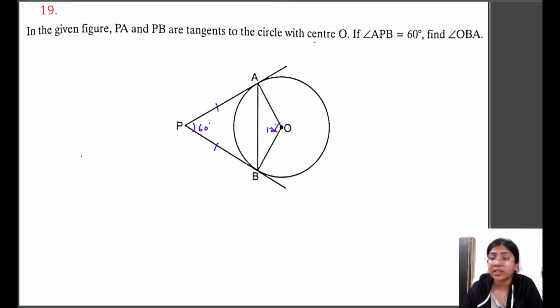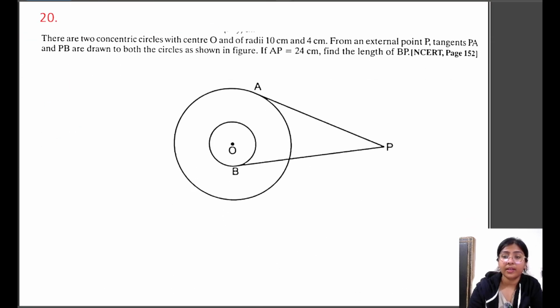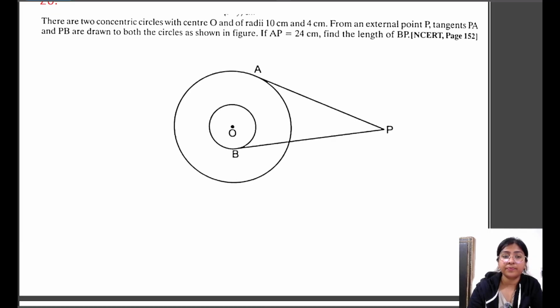Now see what they are asking. Angle OBA, very easy question. This angle they are asking for. Since this angle is equal to this angle, the angles opposite to equal sides, the radius of the same circle, are equal to each other. So twice of angle x plus 120 is equal to 180 degrees. So the value of x will be 30 degrees. Yes or no? So the correct answer is 30 degrees. Any doubt? No. Okay.